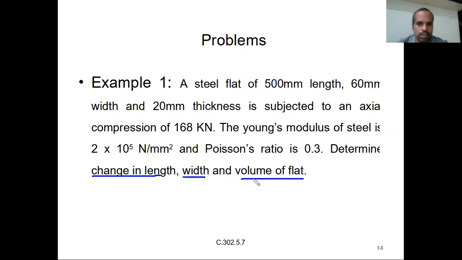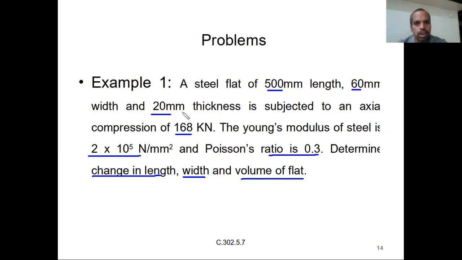How much is the variation? What is the change? Poisson's ratio is given as 0.3, Young's modulus of steel is 2 into 10 to the power 5, and the load is given as 168. Length is 500 mm and width is 60 mm. Sorry, 20 mm is the thickness. So you can get the original volume, which is 500 into 60 into 20.